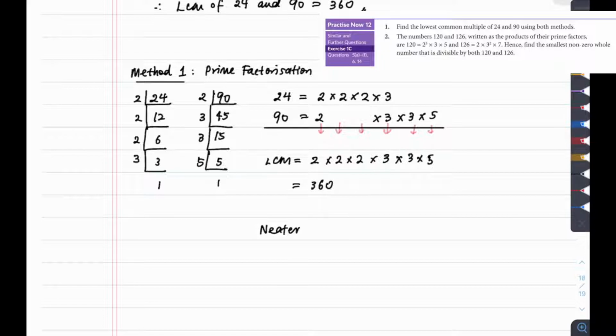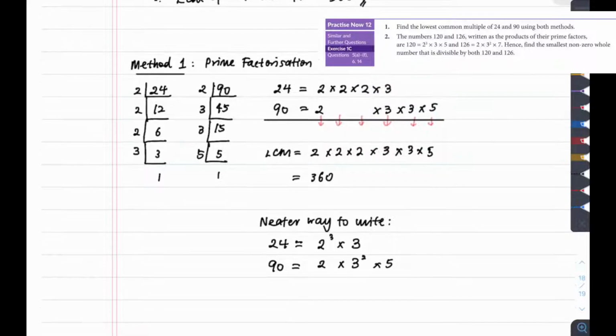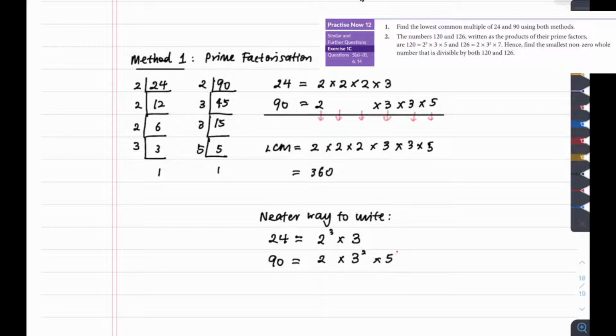A neater or more efficient way to write this would be to list them down in index notation. So 24 we found earlier was 2 cubed times 3. 90 we found earlier was 2 times 3 squared times 5. Okay, as you can see from this over here. Now 5 also is 5 to the power of 1, if you don't see the power.